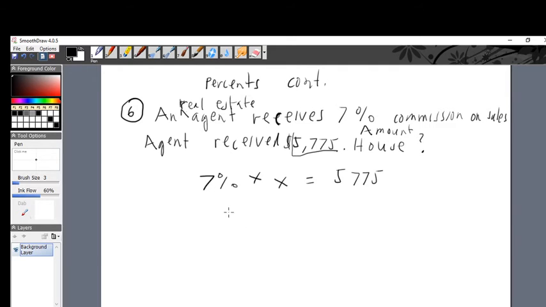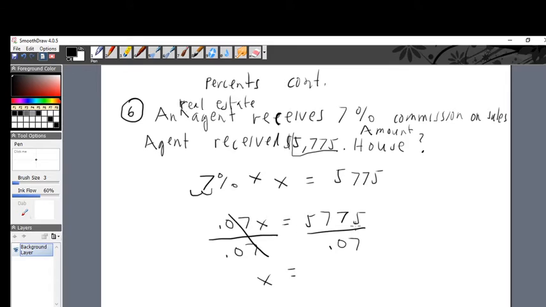So what's 7% in decimal? Move the decimal place 1, 2, a gap opens up, so it's 0.07, 7% in decimal, times x equals 5,775. And the x is going to be the amount that the house costs. Divide the left by 0.07, divide the right by 0.07, and again, get out your calculator. That can be done by hand, but life is a lot easier with a calculator when we're allowed to use it. So what do we get? We get 82,500. That's how much the house cost.